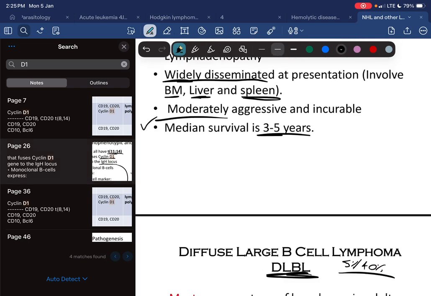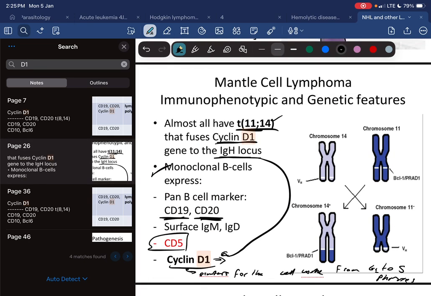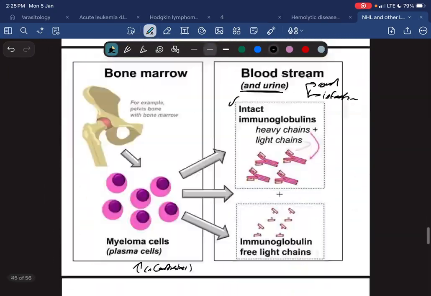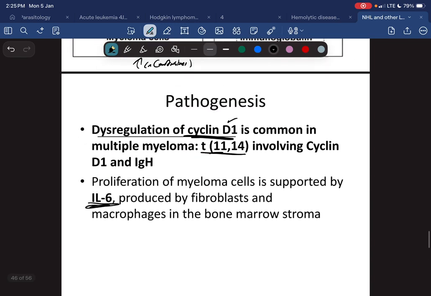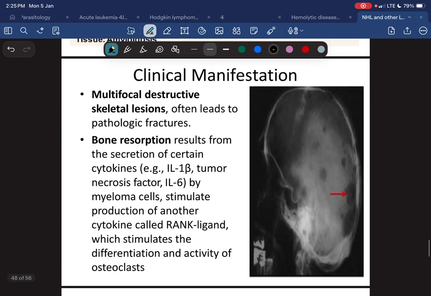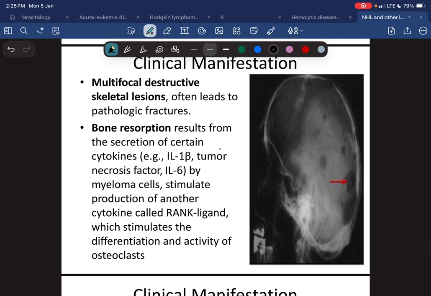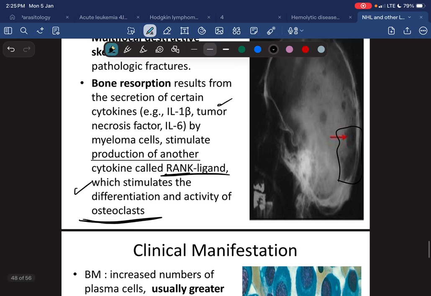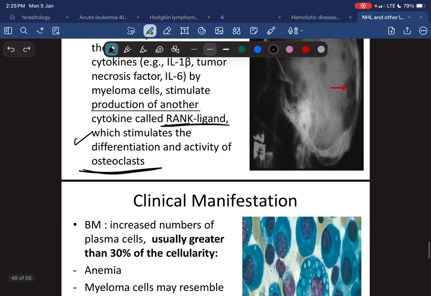So, clinically, multifocal destructive skeletal lesions lead to pathological fractures. Bone resorption results from the secretion of certain cytokines, as we said, tumor necrosis factor and interleukin 6 by myeloma cells, stimulating the production of RANKL, which stimulates the differentiation and activity of osteoclasts. This punched out bony lytic lesion is highly suggestive of multiple myeloma, especially if it is multiple. Okay?